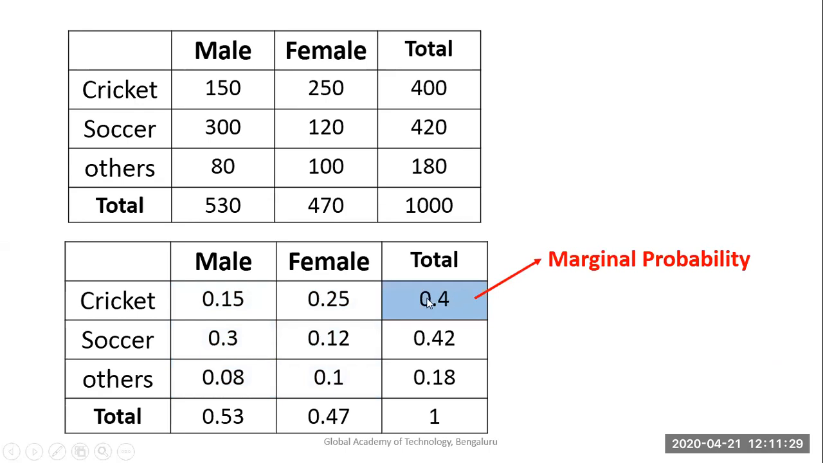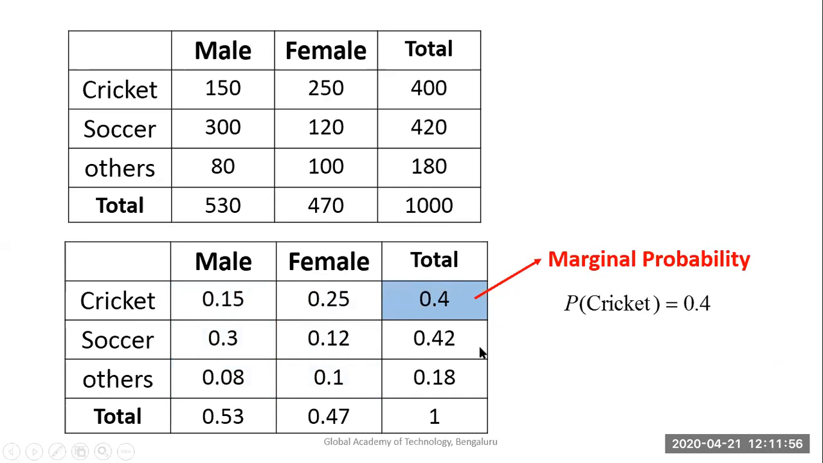Similarly, if you observe this 0.4, 0.4 represents 40% of the individuals. Without taking the gender into consideration, 40% of the individuals, their favorite sport is cricket. So this value is called marginal probability. So 0.4 is the probability that the favorite sport is cricket. So P of cricket is 0.4.